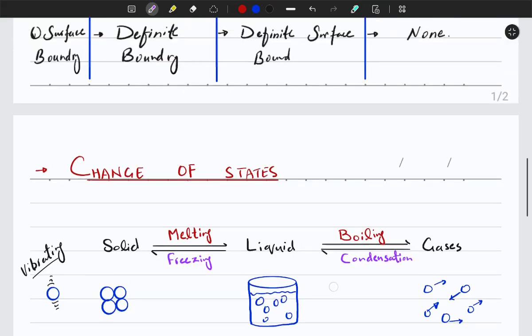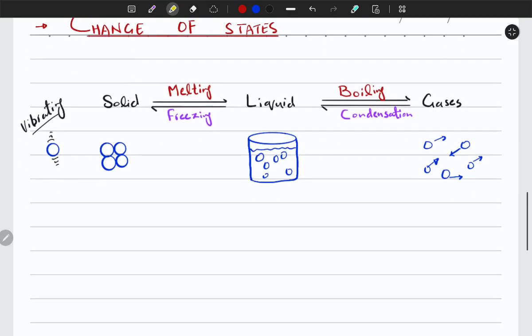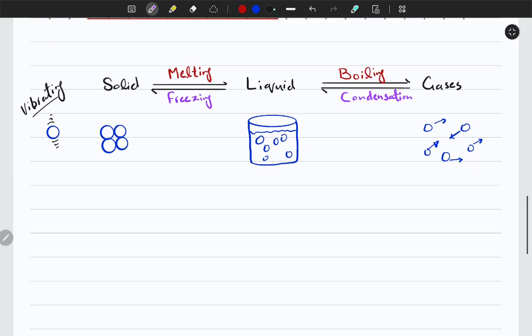All right, now let's talk in terms of energy. I mentioned here forces of attraction and the energy. Now if you remember, in the solid, forces of attraction are very strong. So molecules or particles are very close to each other. They have very strong attraction, but they have very less energy.